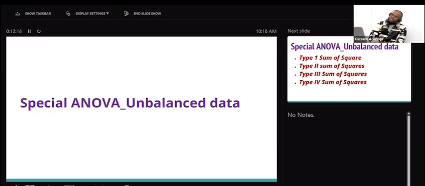What do I mean by when do we use type 2? And when do we use type 3? What distinguishes between type 2 sum squared and type 3 sum squared is whether interaction is involved or not. And as for type 4, we use that in a case of missing data, but in this course we don't need that. So that is what we do on that special ANOVA. It is called special ANOVA because we're actually working with unbalanced data.